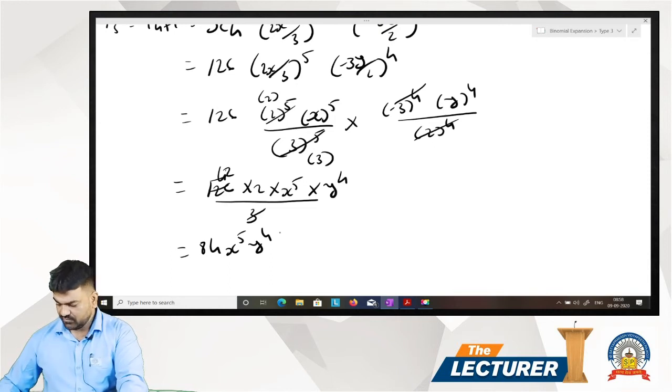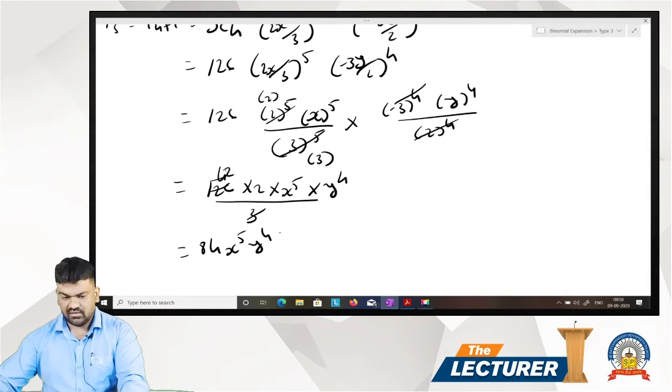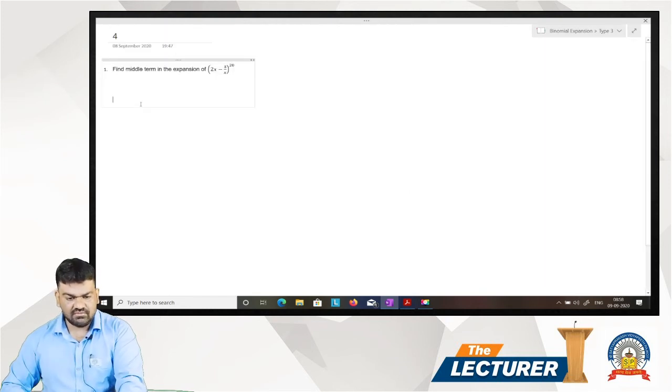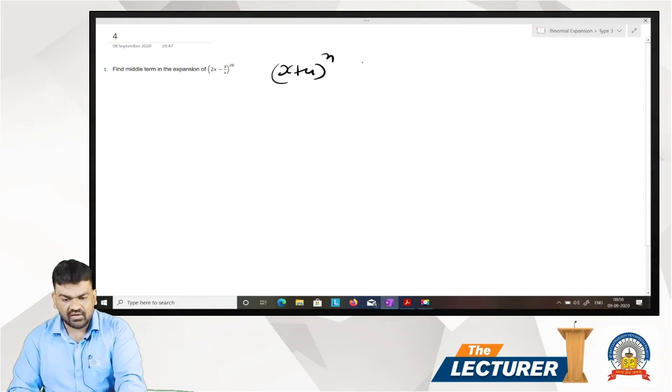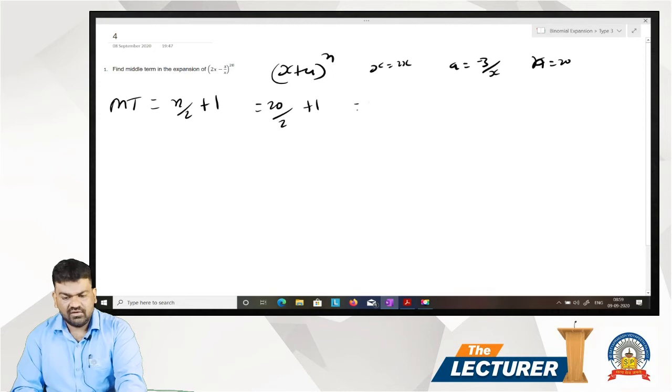126 divided by 3 is 42. 42 multiplied by 2 is 84. Now next, example number 4. Find the middle term in the expansion of (x + a) raised to n, where x is 2x, a is minus 3 by x, and n is 20. Middle term is n by 2 plus 1, that is 20 by 2 plus 1, 10 plus 1, that is 11.